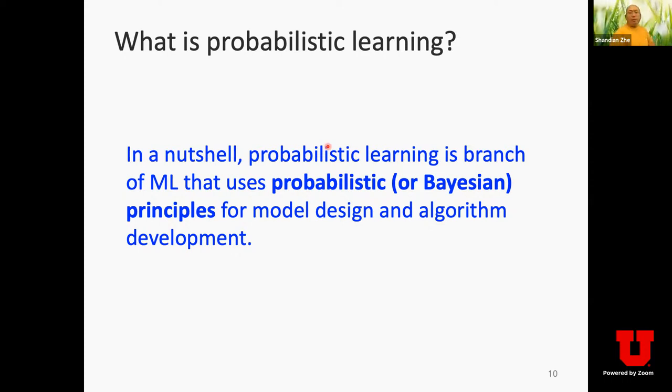So here we give a kind of formal but very general definition. Probabilistic learning is a branch of machine learning that uses probabilistic principles or Bayesian principles for model design and algorithm development. So you see that throughout this class, when we talk about a model, when we talk about the computation, namely the algorithm itself, they're all driven by probabilistic principles. So what are probabilistic principles?